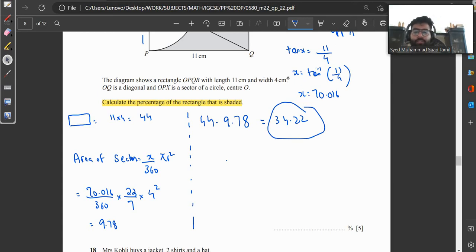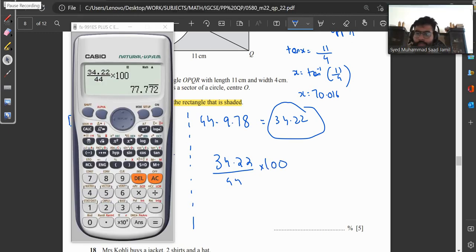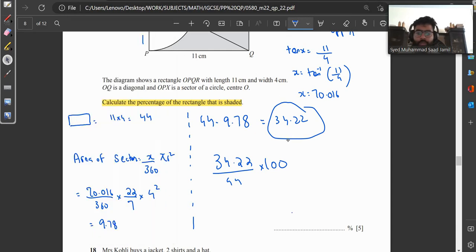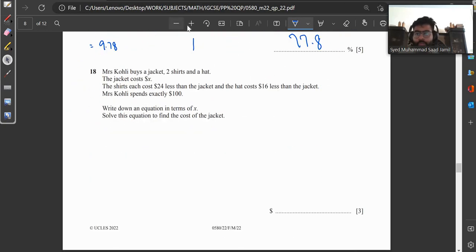So now the next step in the final one is 34.22 upon 44 multiplied by 100. The answer turns out to be 77.772, and we will write it as 77.8%. Moving on to the next question.